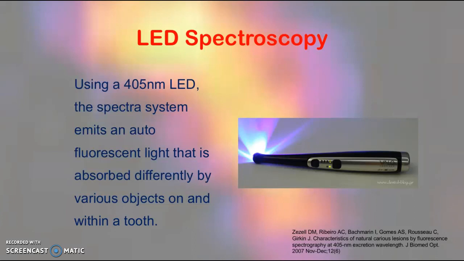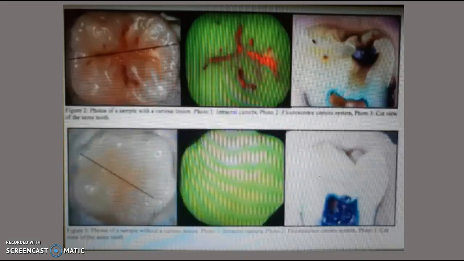So let's have a closer look at the LED spectroscopy. Here I have picked a specific device, the Spectra system. It uses a 405 nanometer LED and emits an autofluorescent light that is absorbed differently by various objects on and within a tooth. So if you take a look at the top three pictures, the first shows a faulty tooth with an intact enamel but slight discoloration.